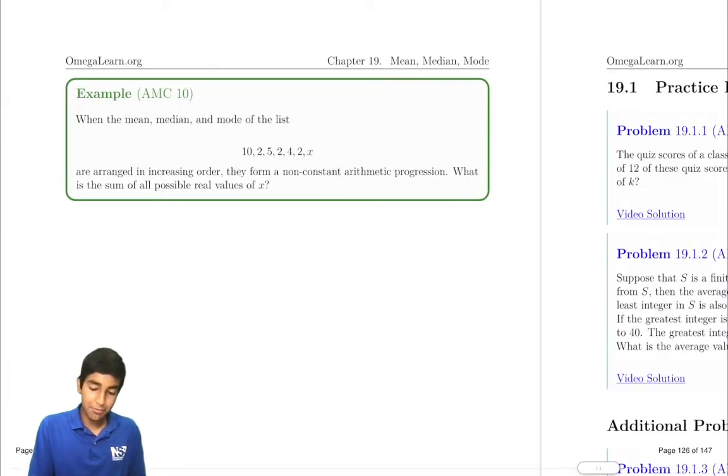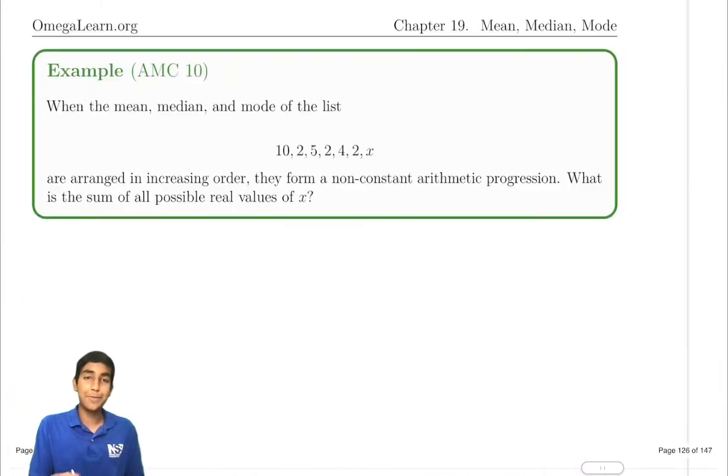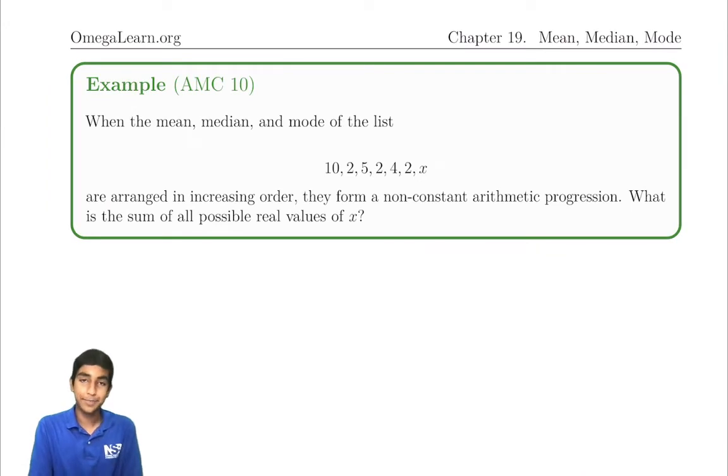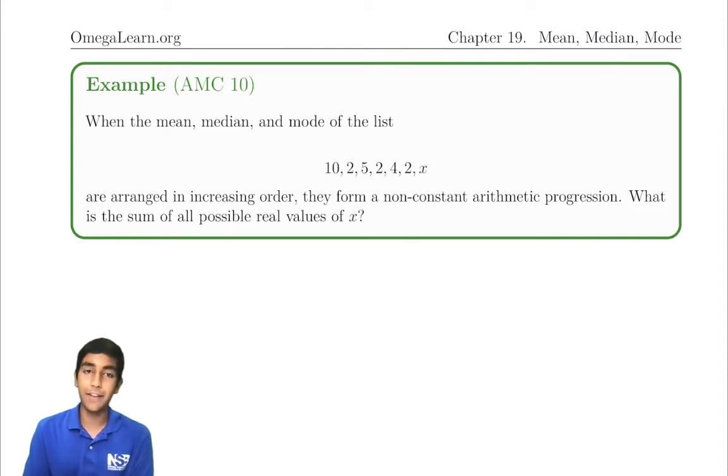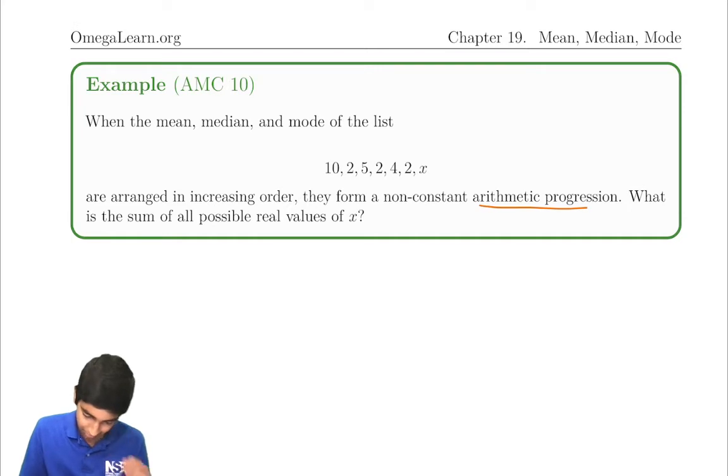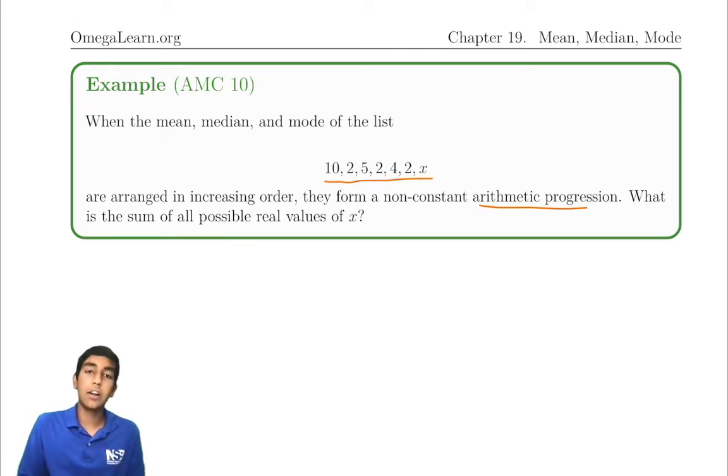Now we're taking a look at a problem that also involves one of the previous concepts we learned. When the mean, median, and mode of the list are arranged in increasing order, they form a non-constant arithmetic progression. What is the sum of all possible real values of x? This is interesting. So we've now got an arithmetic progression going on.